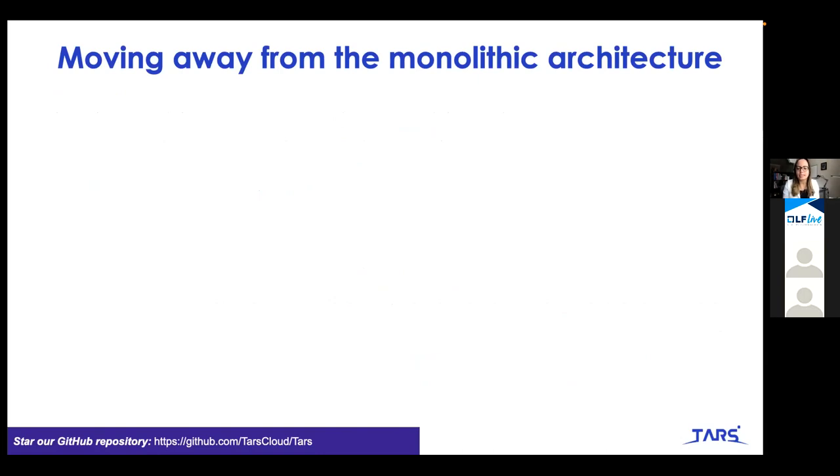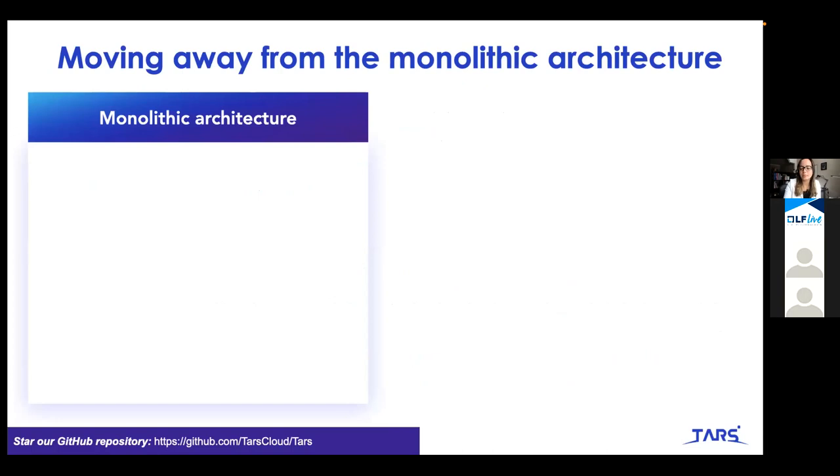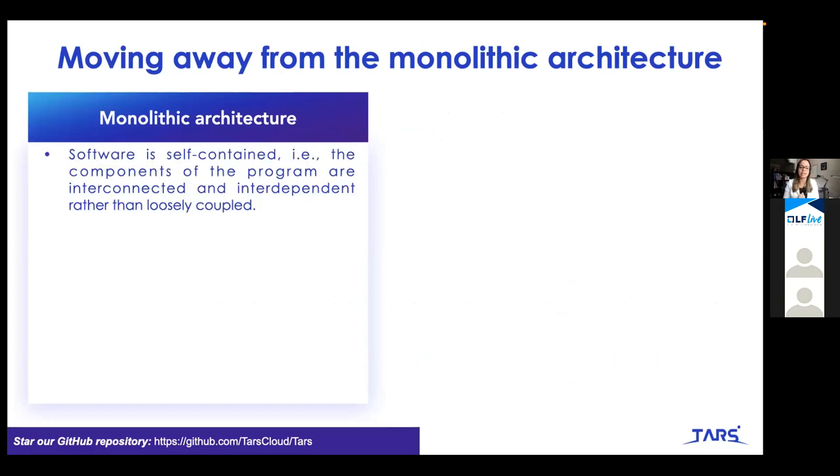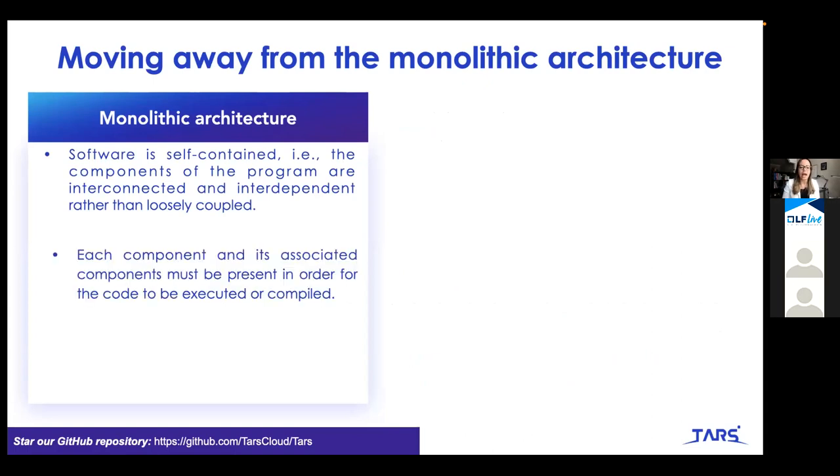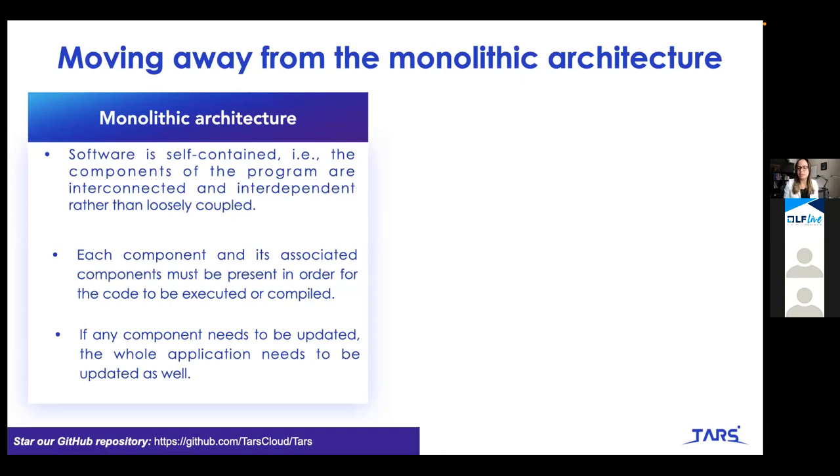But what is the difference between monolithic architecture and microservices? Basically, in monolithic applications, the software is self-contained, meaning that the components of the program are all interconnected and interdependent rather than loosely coupled. Also, each component and its associated components must be present in order for the code to be executed or compiled. And if any component needs to be updated, then the whole application needs to be updated as well. And that becomes a big problem when we are talking about big systems.